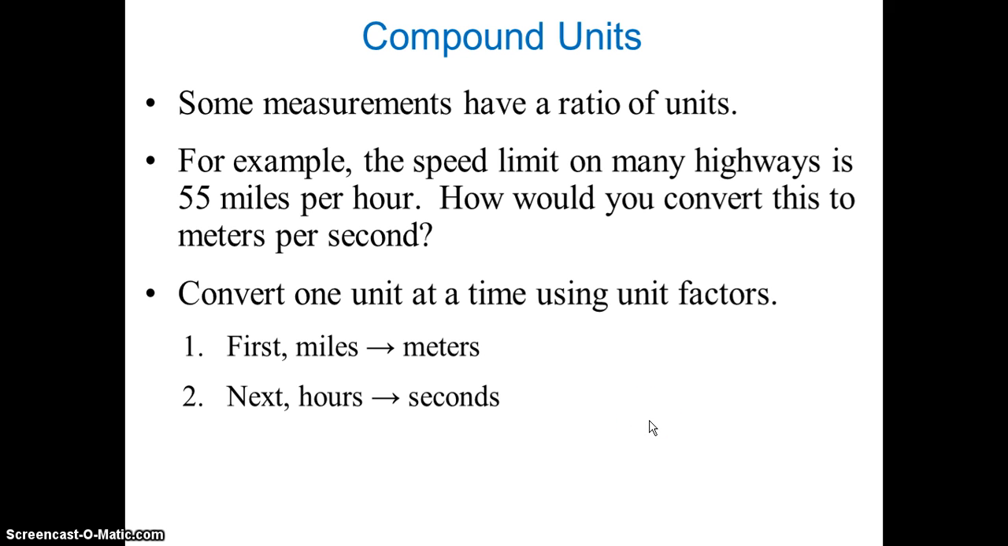Some measurements have a ratio of units. For example, the speed limit on many highways is 55 miles per hour. How would you convert this to meters per second? So first we need to convert the unit miles to meters. Next, we need to convert hours to seconds. So we use compound units to convert them.